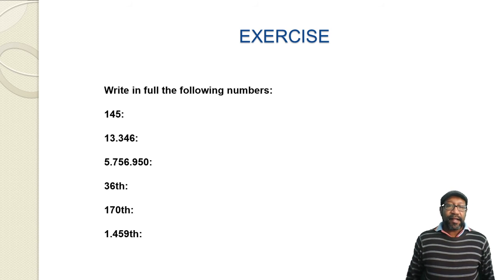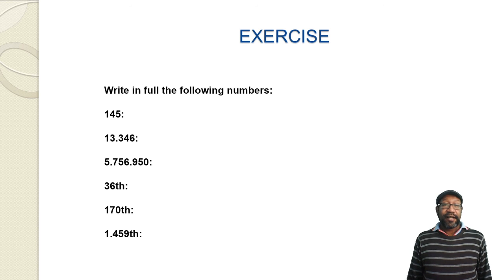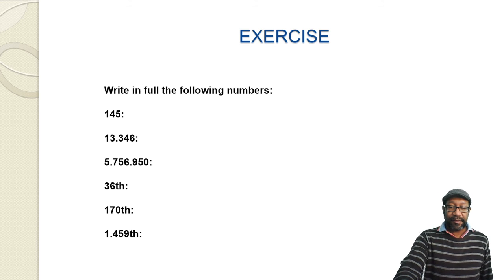So we have here an exercise. Write in full the following numbers, and you see the first three numbers are cardinal, and the other ones are ordinal. Okay, so you can stop your video here, take notes and try to answer, because we have the answers here.